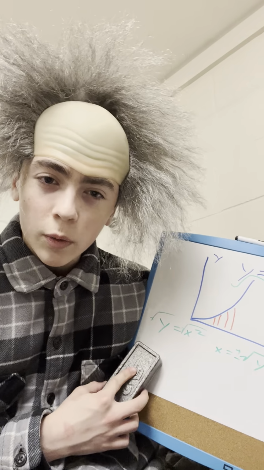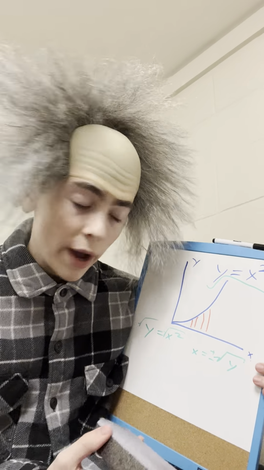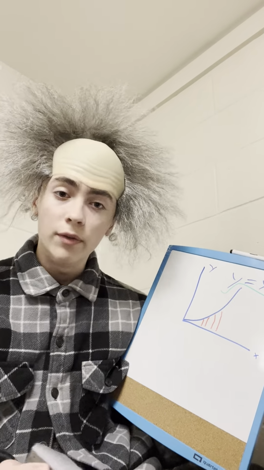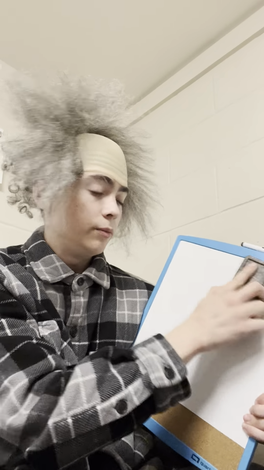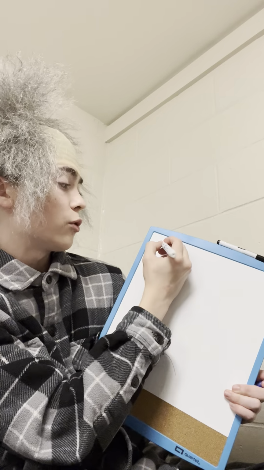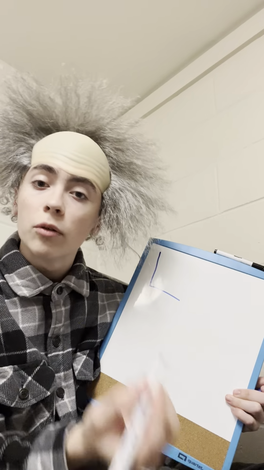So, if y is equal to x squared, then x is equal to the square root of y. We're going to be worrying about the positive part of the square root of y for the purpose of this video, but now ask yourself, what would the graph of the square root of y be? x equals the square root of y.